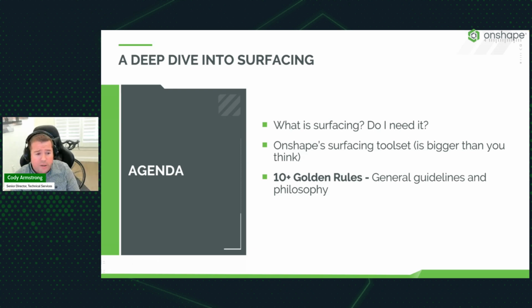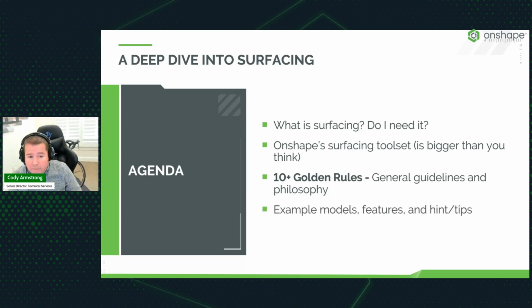So we're going to spend a bit of time on the 10 plus golden rules. It's the 10 golden rules that are kind of traditional industry standards, and we have a handful of rules of our own that we think would help as well. And as always in Mastering Design Complexity, it's all about the example models.